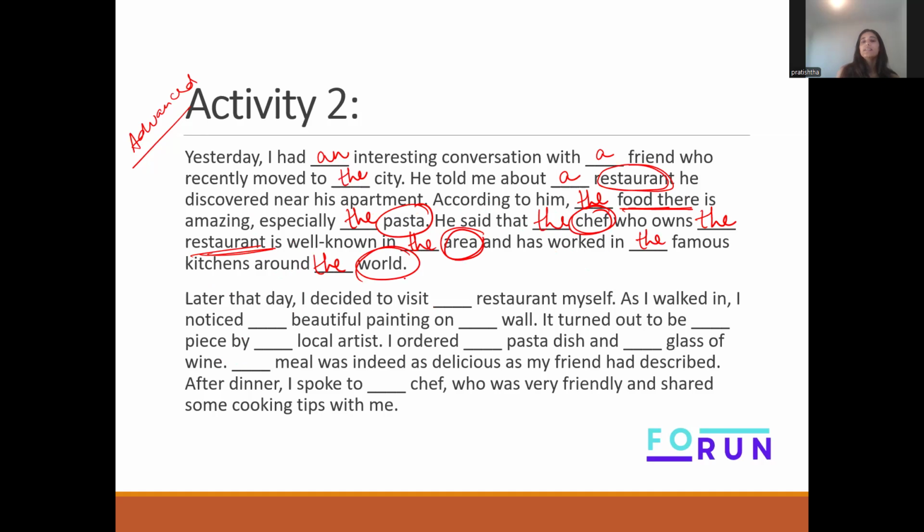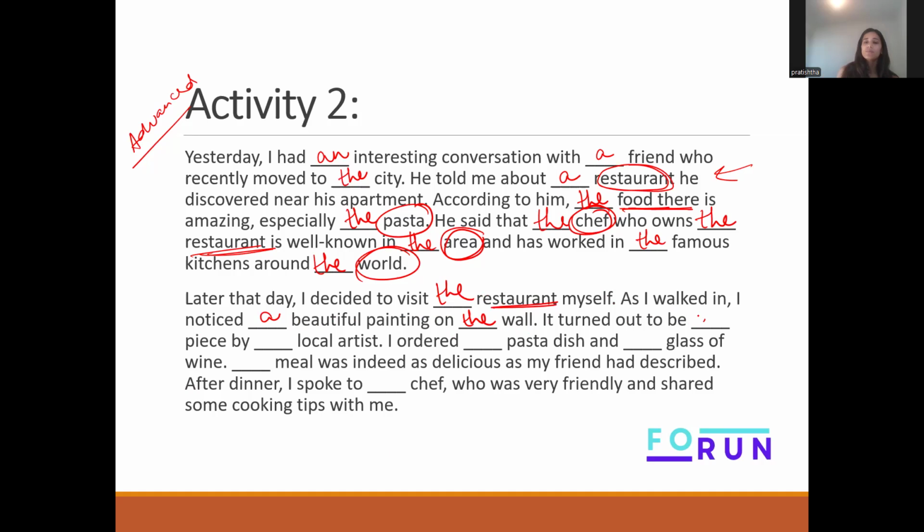Later that day, I decided to visit the restaurant myself because we know we have that information about the restaurant. As I walked in, I noticed a beautiful painting on the wall. On that particular wall of the restaurant, he noticed a beautiful painting. There could have been many paintings.